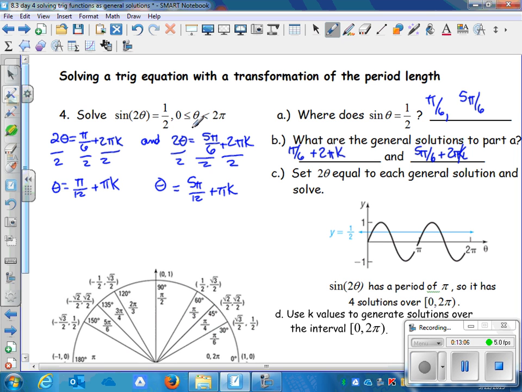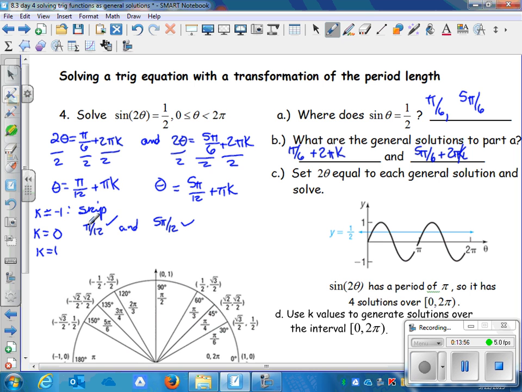But now they want us to figure out the actual solutions between 0 and 2 pi. So part D says use the k values to generate that. So you can start with the negative if you want to, just to see if it'll work. So when I put a -1 in here, well, this would be negative pi. And pi over 12 plus a negative pi is going to be negative, so that's not going to work at all. It'll go into the negatives and it won't fit within the domain restriction from 0 to 2 pi. And the same thing happens here as well. So you can skip the -1. The k equals 0. Well, if I put 0 in here, it'll generate the pi over 12, and it will also generate the second one, which is 5 pi over 12. So those both work just fine.